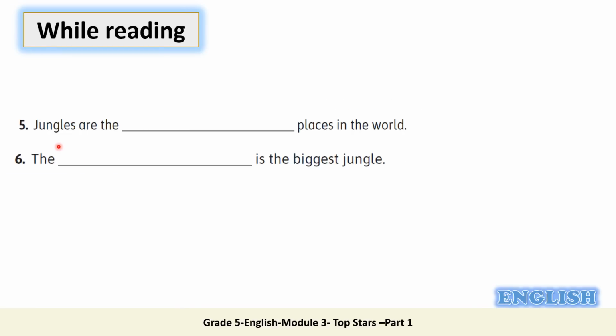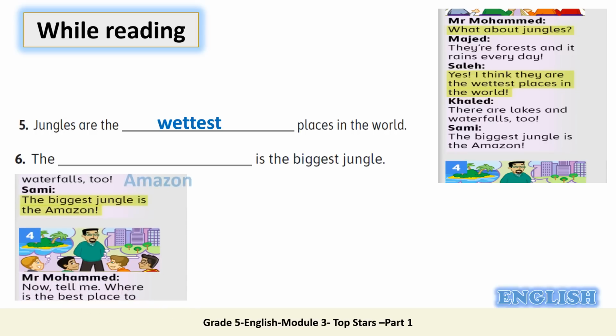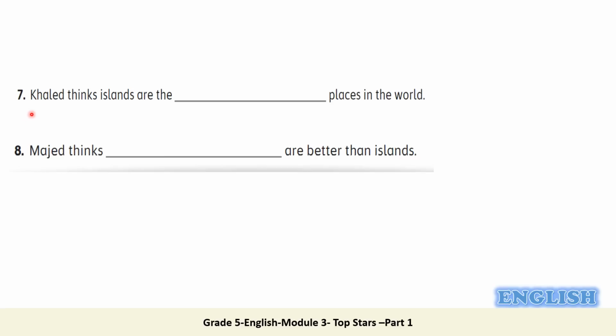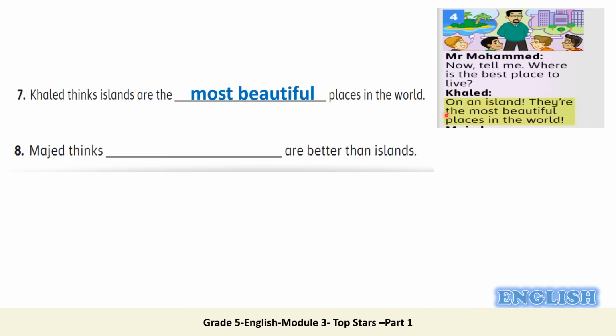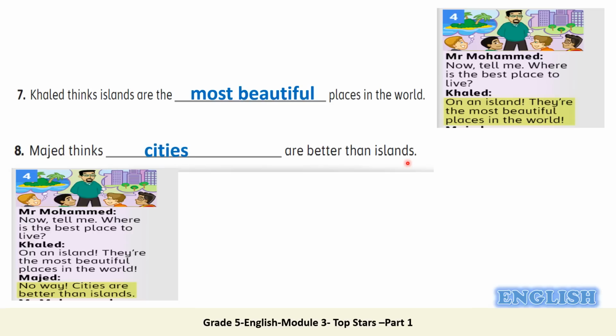Number 5. Jungles are the wettest places in the world. Number 6. The Amazon is the biggest jungle. Number 7. Khalid thinks islands are the most beautiful places in the world. Number 8. Majid thinks cities are better than islands.